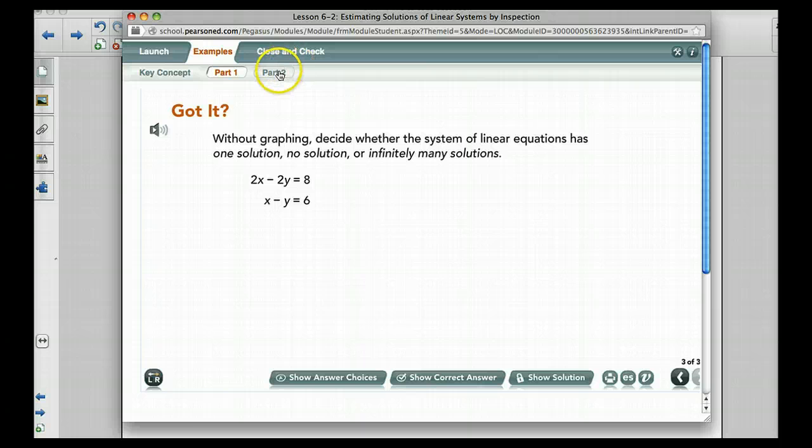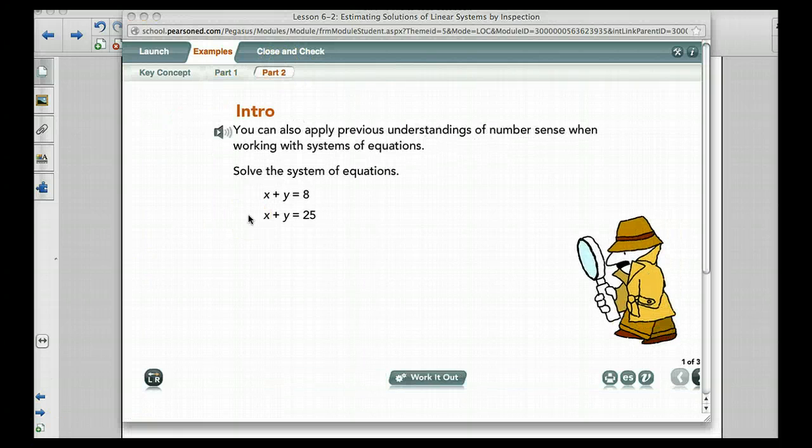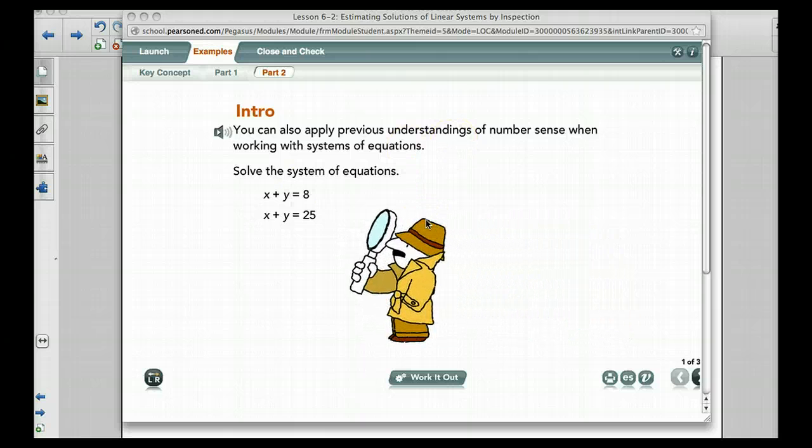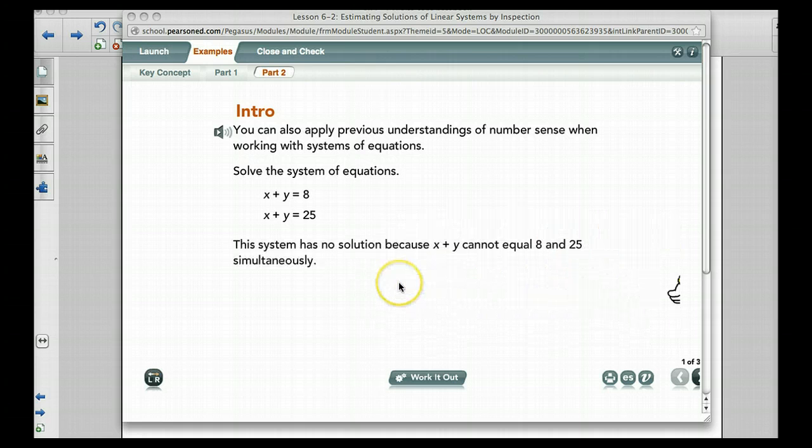And again, the little detective will pop up. And he's inspecting. What's this? x plus y equals 8 and 25? Seems like a pretty strong clue to me. I smell no solution. This system has no solution because x plus y cannot equal 8 and 25 simultaneously.